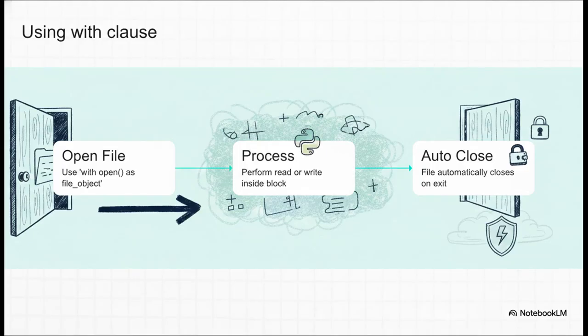Now, once you open a door, you really must remember to close it. You can explicitly use the close method on your file object, which is good practice to free up system memory and flush any unsaved data from the buffer to the permanent file.